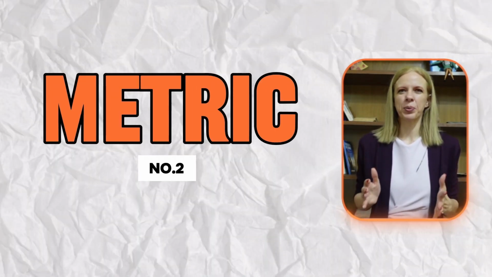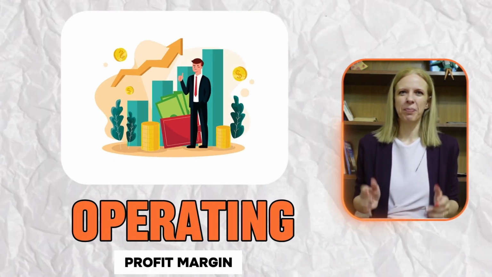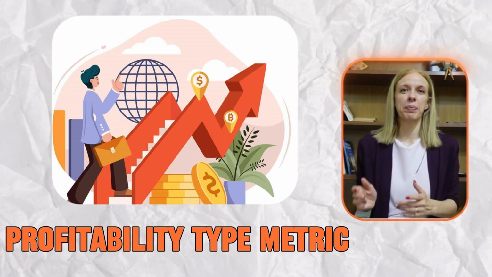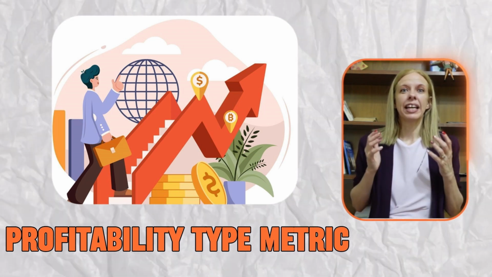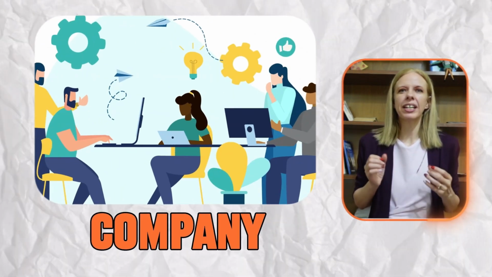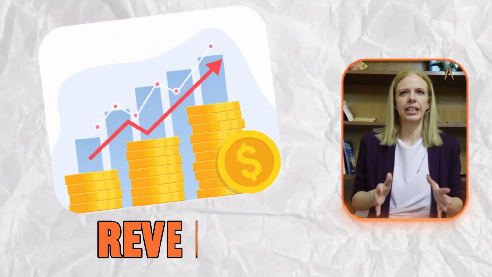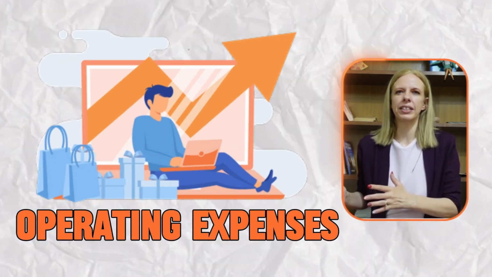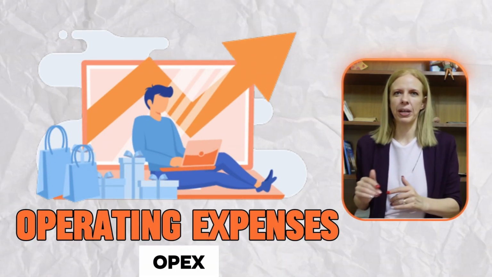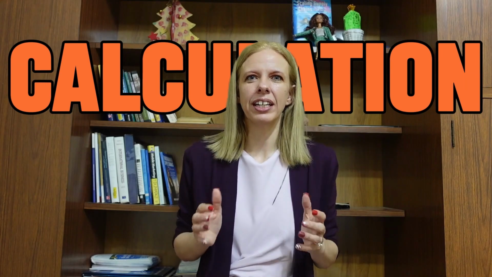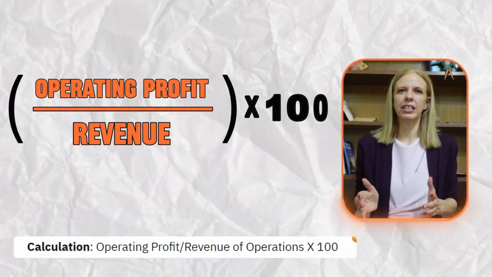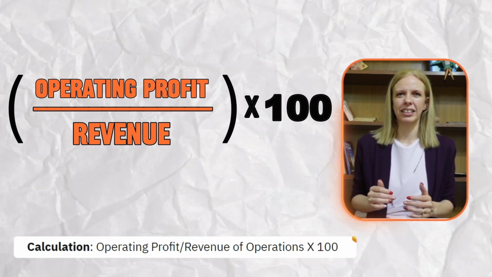Metric number 2, operating profit margin. Another profitability type metric, and it shows the company's ability to generate earnings considering revenue, cost of goods sold, or COGS, and operating expenses, or OPEX. The calculation is operating profit divided by revenue of operations times 100.